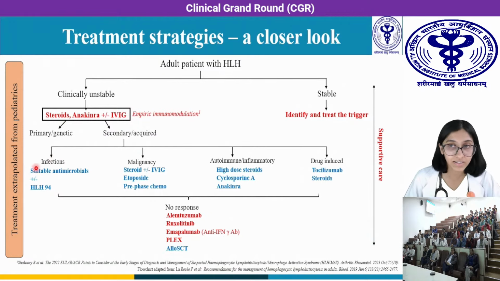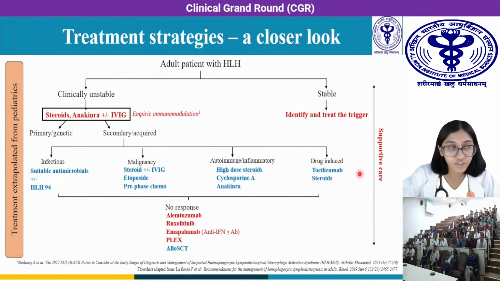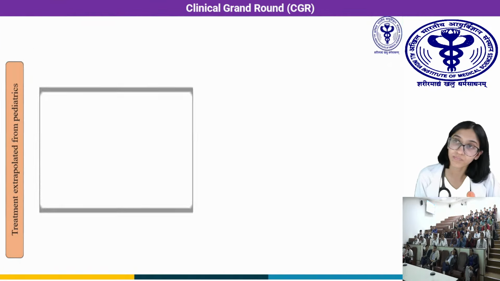If the patient has an underlying infection, we will give suitable antimicrobials. If the patient has a malignancy, we will give pre-phase chemotherapy, etoposide, etc. If the patient has an autoimmune or inflammatory condition, we will give cyclosporin A, anakinra, high-dose steroids. And if the patient has a drug-induced etiology, we will give tocilizumab, steroids, etc. However, if there is no response to these therapies, we will turn to salvage therapies which are already in place, and we will give supportive care at each of these individual steps.